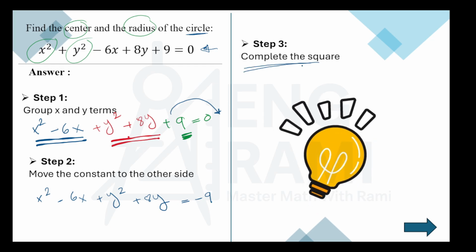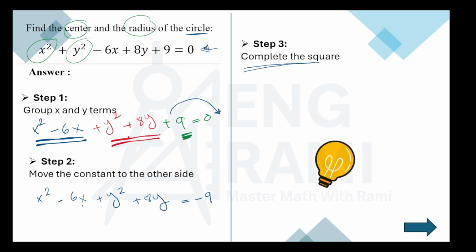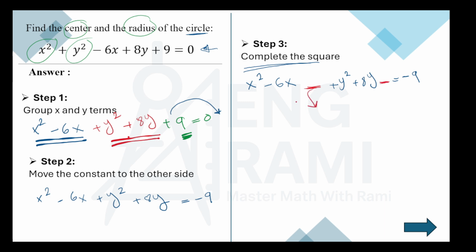Step 3, which is a very important point, and please focus on it. There is something we call completing the square. Let us write the equation: x squared minus 6x, leave a space, plus y squared plus 8y, leave a space, equals -9. In order to complete the square, we have to put two numbers, one in here and one in here. What's the value of this number?